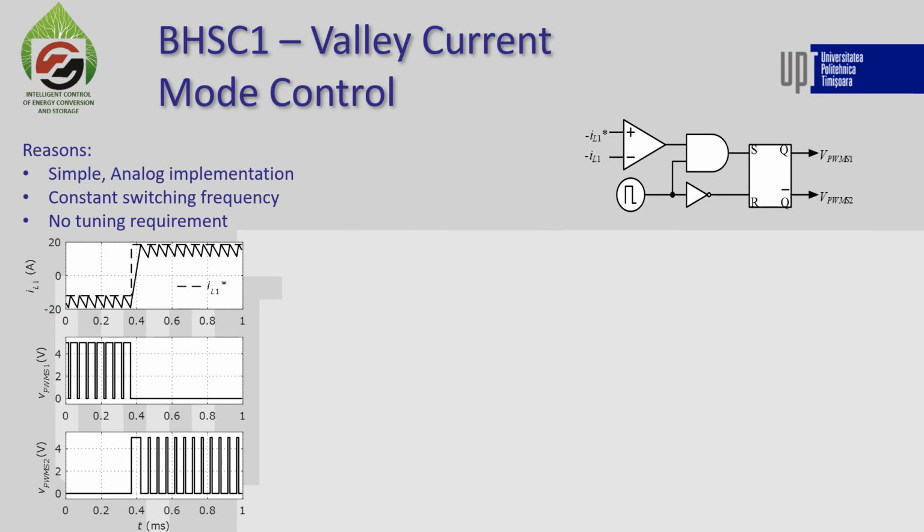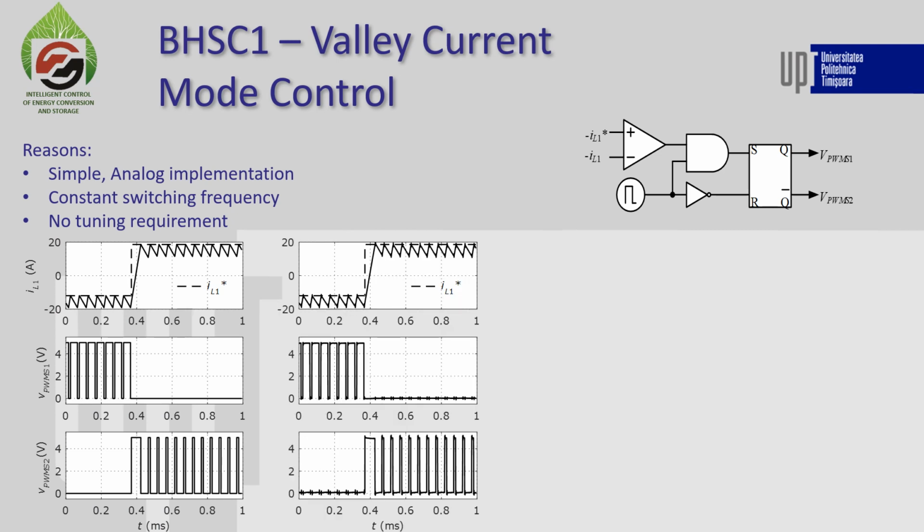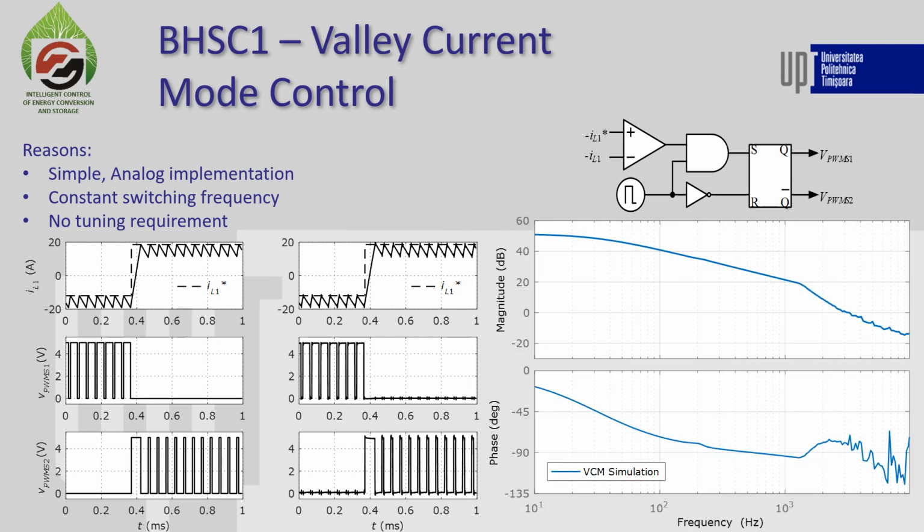This is the IL1 current. We see that it doesn't have any kind of oscillation. And on the right we have experimental results which look very much identical, but these of course are experimental results performed on a real prototype. And we also analyzed the stability by watching the frequency response obtained from the PSIM simulation model.